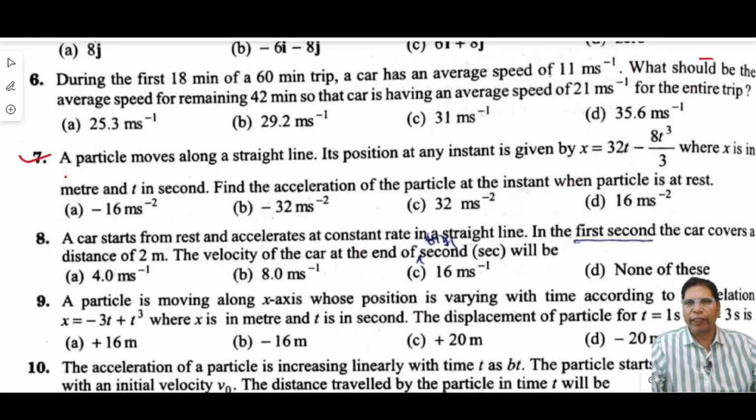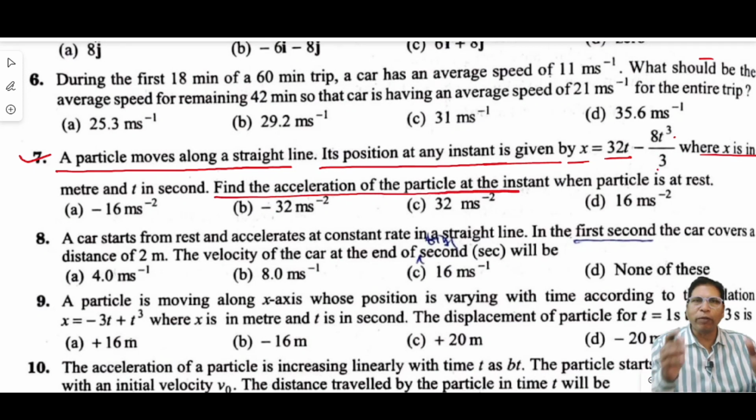Now question number 7. A particle is moving along a straight line. Its position at any instant is given by x equals 32t minus 8t cube by 3, where x is in meter and t is in second. Find the acceleration of the particle at the instant when velocity is 0, that is, when the particle is at rest. We have to calculate the time when velocity is 0. If we differentiate position, we get velocity. If we differentiate velocity, we get acceleration.